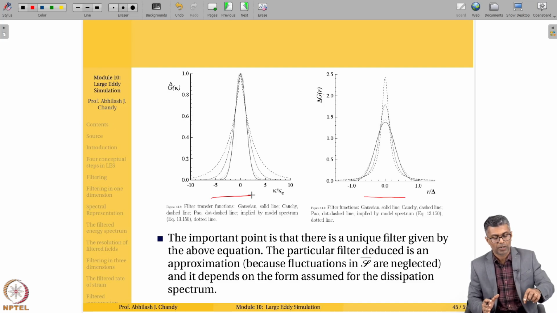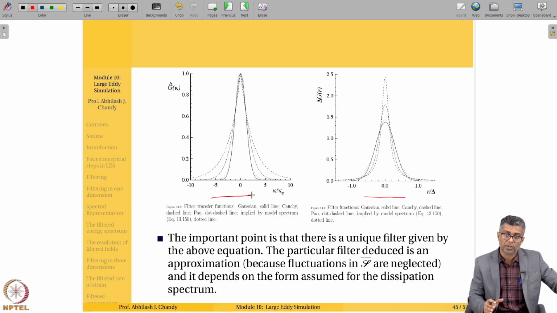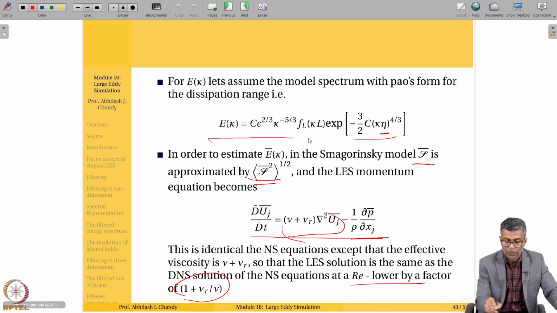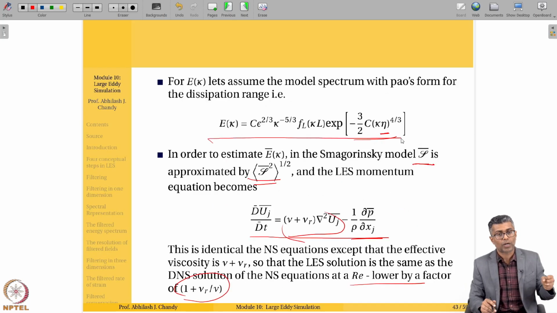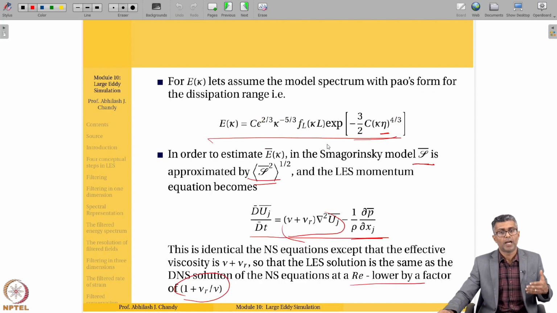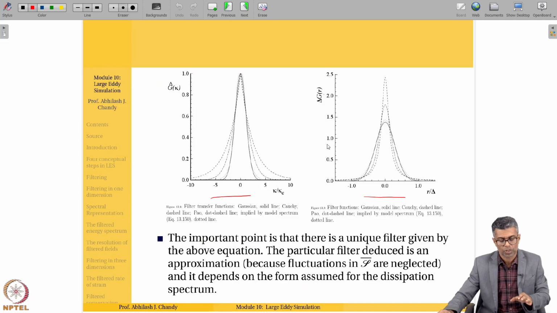So we have here the G hat of kappa derived from the actual spectrum and from the filtered spectrum. Again, this is not from experimental data, this is just taking the model spectrum. So E bar is this function here and E is this function here. You calculate G of kappa by just taking E bar of kappa divided by E of kappa, to the square root, and you get a transfer function, which is what is plotted here.